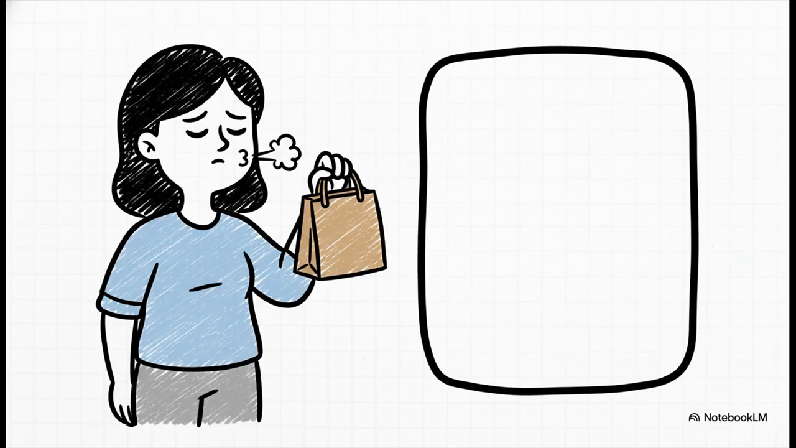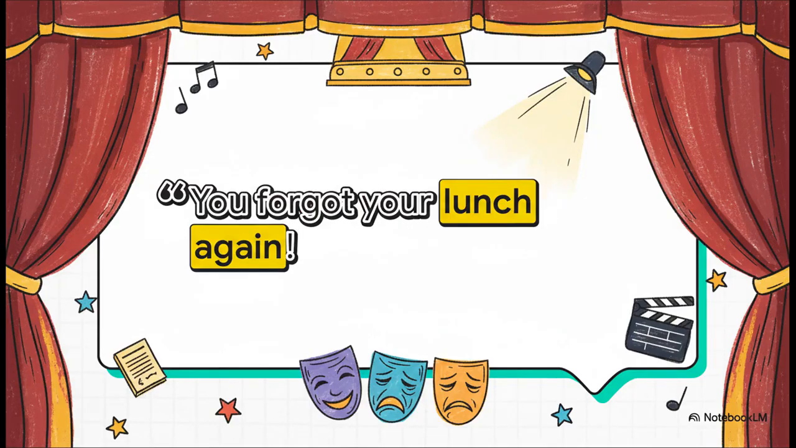That one little word, sighs, tells us so much, doesn't it? You just know this isn't the first time this has happened. And of course, her line of dialogue makes it crystal clear. "You forgot your lunch again." It's a perfect little moment showing how stage directions and dialogue team up to tell a story really, really efficiently.